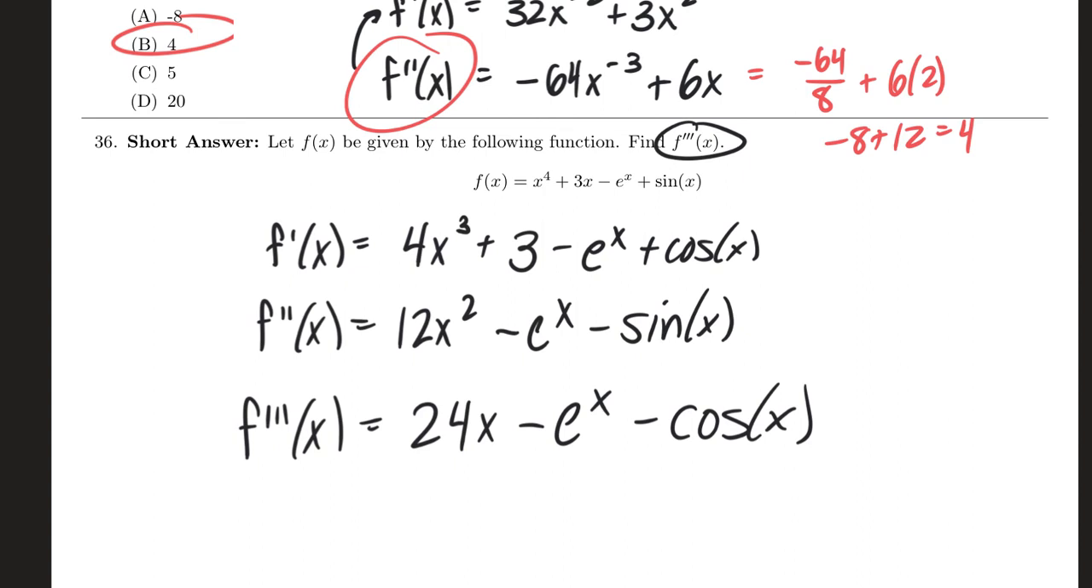So look through the practice test again and make sure you understand how to do each problem, and let me know if you have any questions.